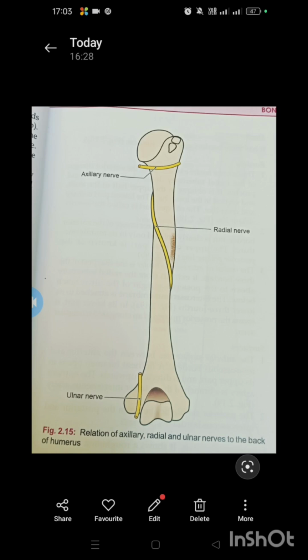Who had fused their shaft can comment in the comment box.